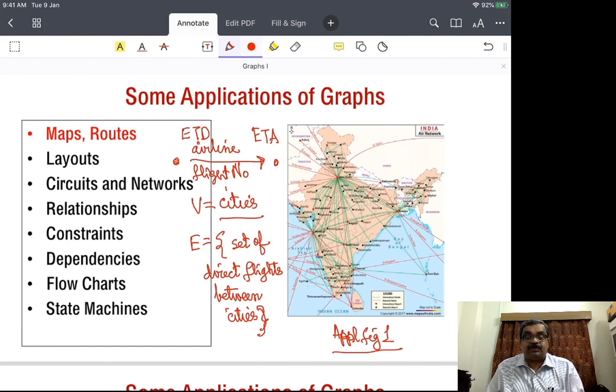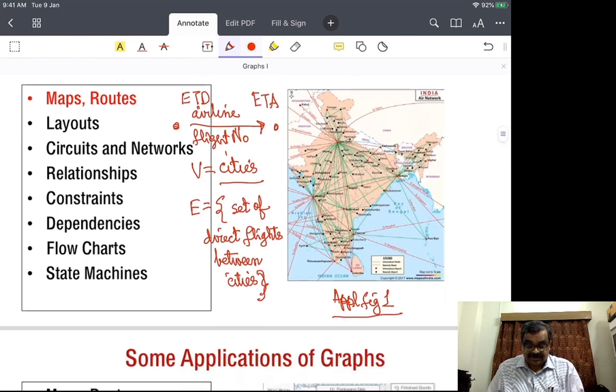Later on, we could also have the cost and many other things on the labels. So the same thing will occur in terms of a road map. The same thing will occur in terms of a city map. The same thing will occur at various levels. Let's go to the next example.